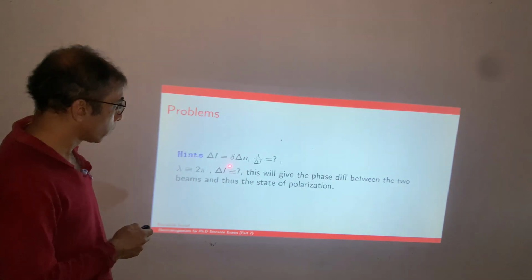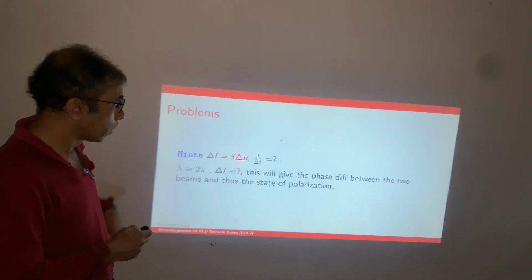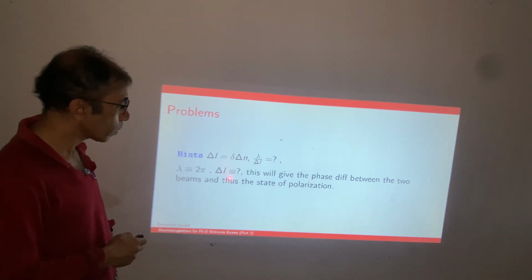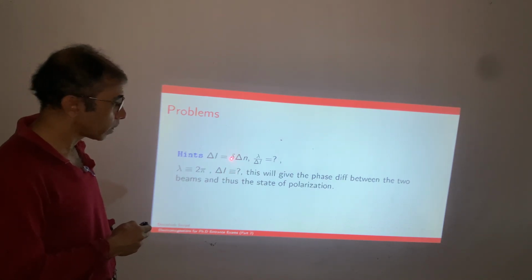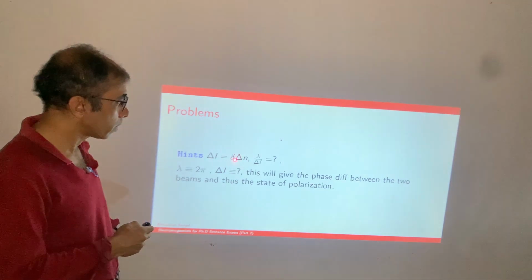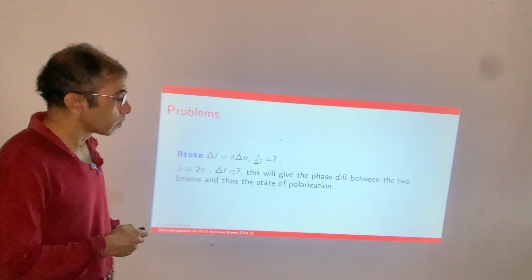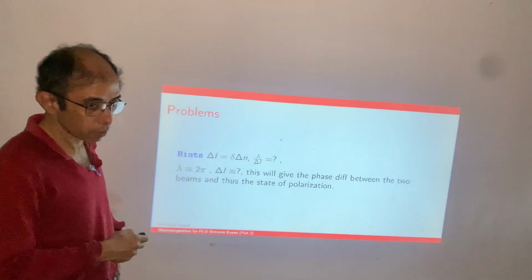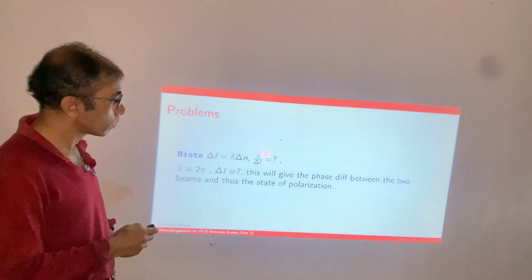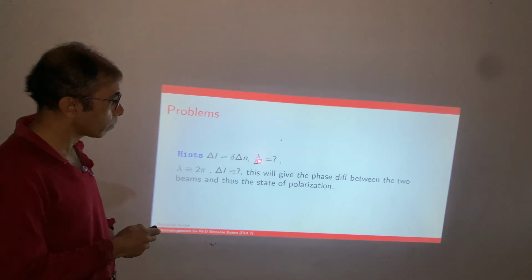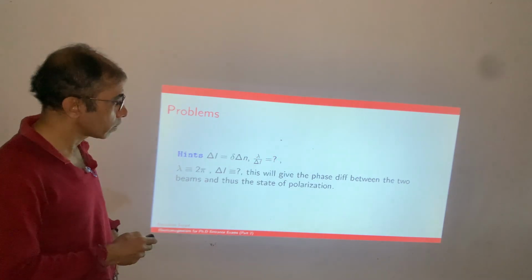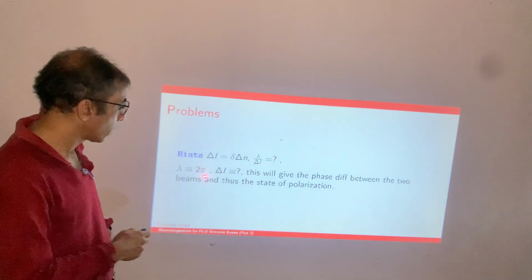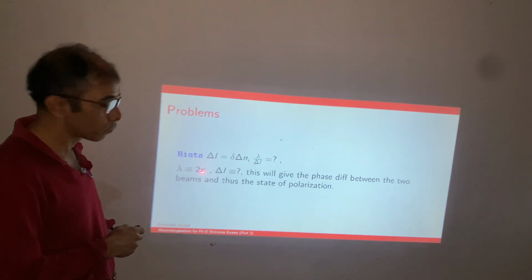So what is the path difference? Delta L is d, the thickness of the calcite crystal, times delta n, the difference in the refractive index. So that will give me the optical path difference, right? And lambda is known. So what is delta L by lambda? I find out the fraction. So from here I can find out delta L as a fraction of lambda. And we know that lambda means a phase difference of 2 pi.